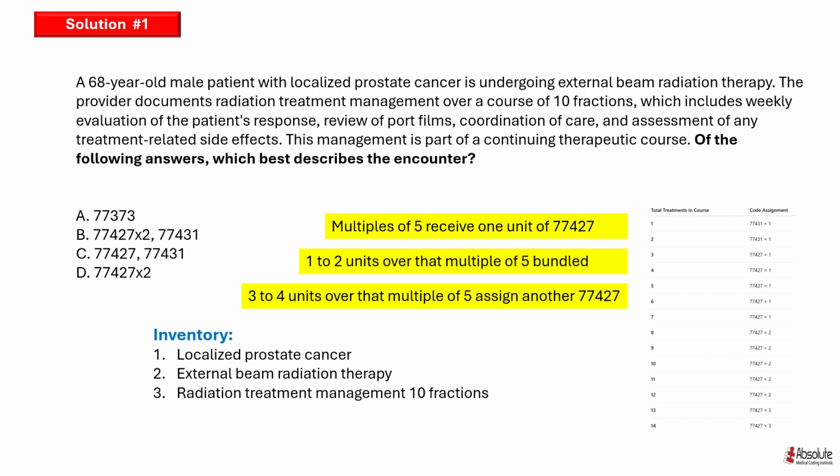Okay, coders, hopefully that said something to you. But if it doesn't, some people just really don't really get numbers, and I get it. So that's why you can use this chart, right? So we've got 10 fractions, right? Yeah, 10 fractions. There's your answer, 77427 times 2. And if you said D, outstanding. And if you need this chart, it is okay, especially if you're taking the exam.